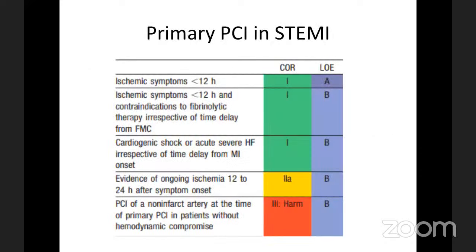According to the guidelines, primary PCI in a STEMI patient with ischemic symptoms for less than 12 hours is class 1. If symptoms are less than 12 hours and fibrinolytic therapy is contraindicated, PCI is again class 1. In cardiogenic shock or acute severe heart failure, it is class 1. PCI of the non-infarct artery at the time of primary PCI is contraindicated, and we'll talk about that in the CULPRIT-SHOCK trial in the next slides, inshallah.